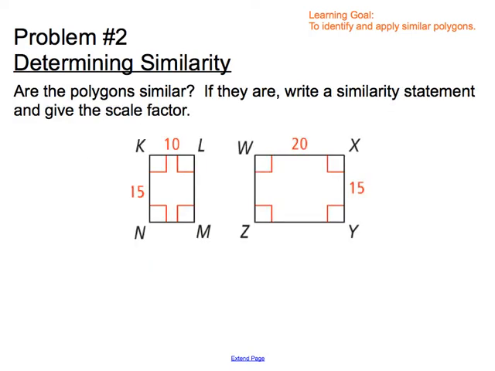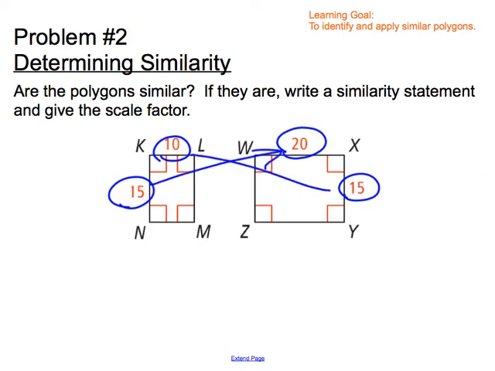The second type of problem, determining similarity, asks us, are the polygons similar? If they are, write a similarity statement and give the scale factor. Here we're given two measurements, 15 and 10, and we're given two measurements in the other figure, 20 and 15. If these two figures are to be similar, the long sides must match, and so must the short sides.